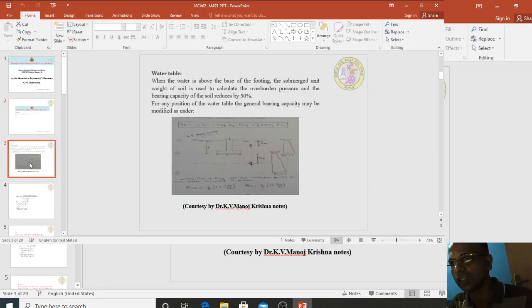Whenever a water table is encountered, the footing may be submerged or saturated. When the water is above the base of the footing, the submerged unit weight of soil is used to calculate the overburden pressure, and the bearing capacity of soil is reduced by 50%. For any position of water table, the general bearing capacity may be modified as follows.